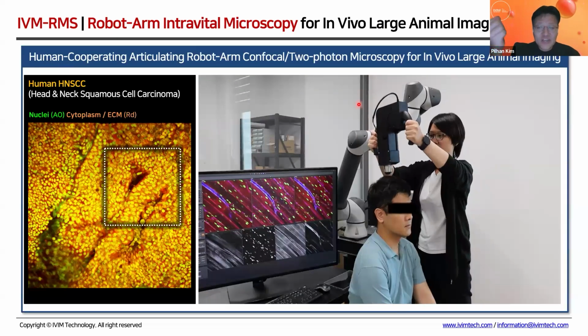So basically, a human can move our microscope and then place it anywhere you want. And after we place our microscope, we can control this robotic arm at the micrometer scale, and then obtain these high-resolution images from large animals like a pig, dog, non-human primate, or even human, as you can see in these videos.